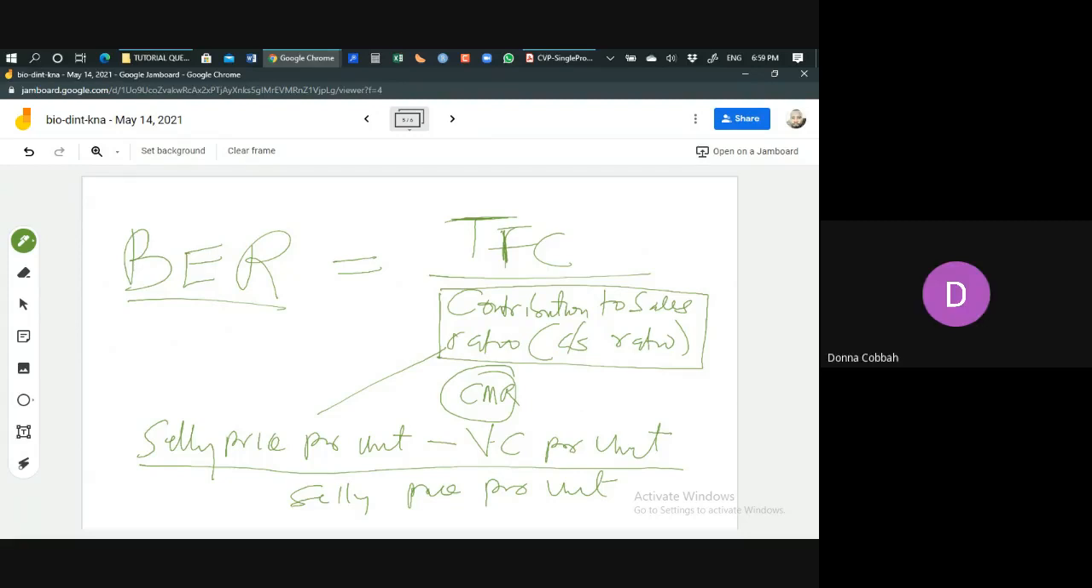The break-even. I understand the formula. Then how to derive the contribution to sales ratio, which is the selling price per unit minus the variable cost per unit, divided by the selling price. I'm okay with that. So the selling price per unit, from what we did, was 80.